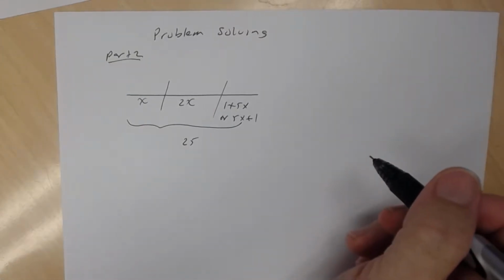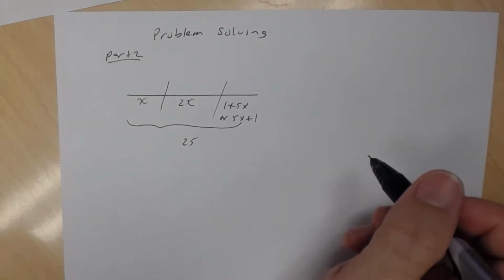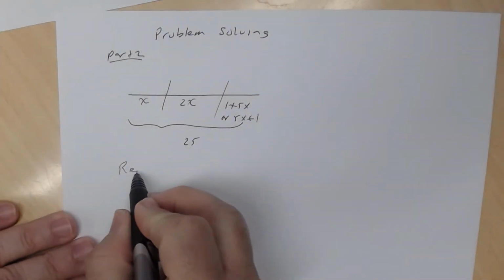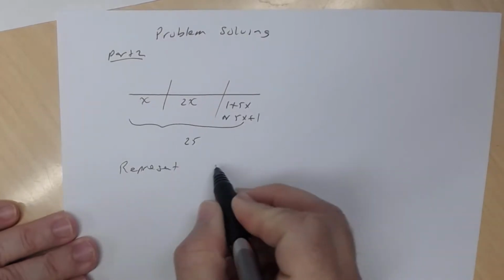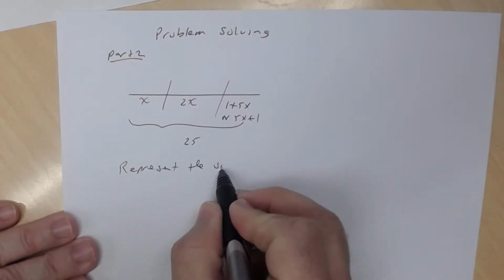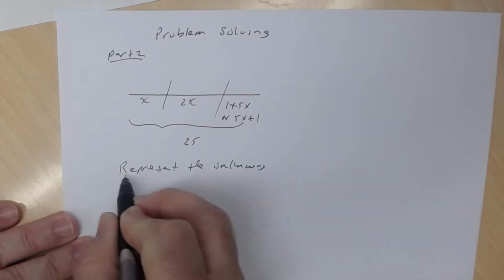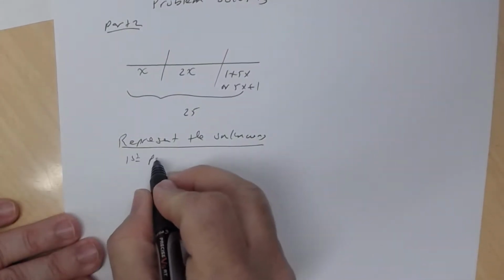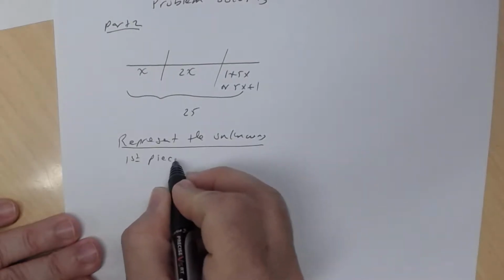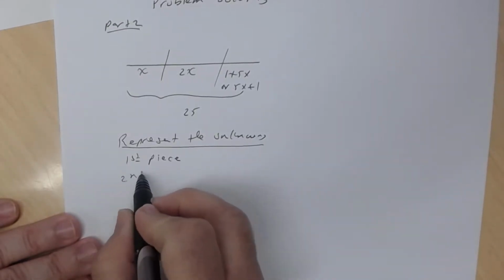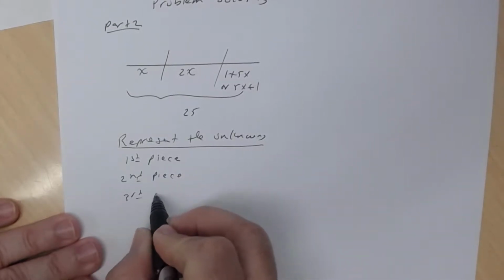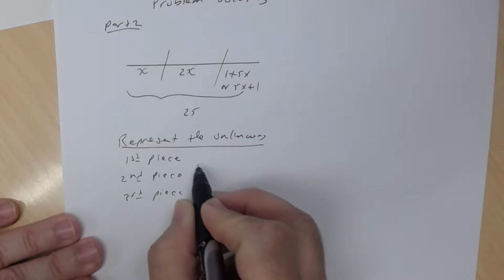Okay, so now on the worksheet or a test, sometimes it will say this. It'll say represent the unknowns. So let's make sure you understand what to put. Represent the unknowns. And there are 3 pieces. So let's call them first piece, second piece, and third piece. Okay, so that's what you're trying to find. You're trying to find 3 pieces.